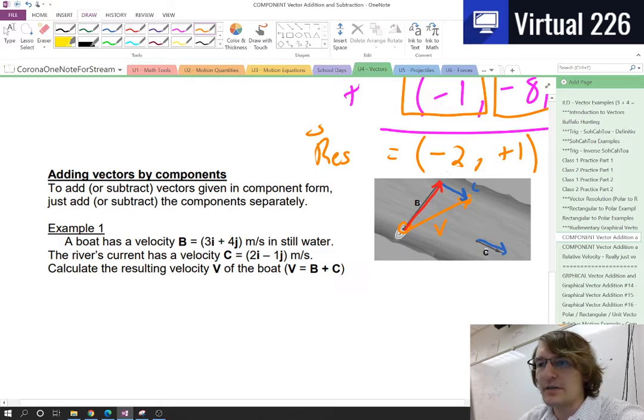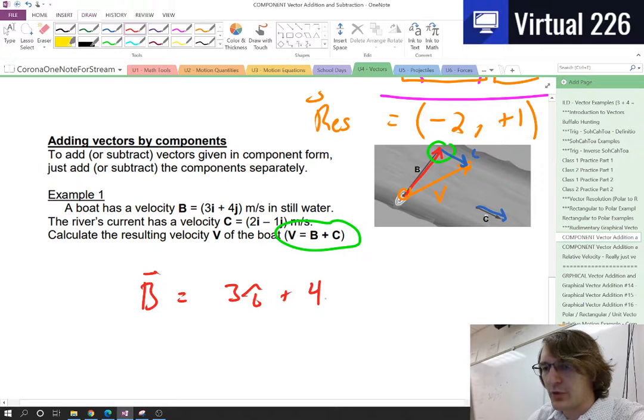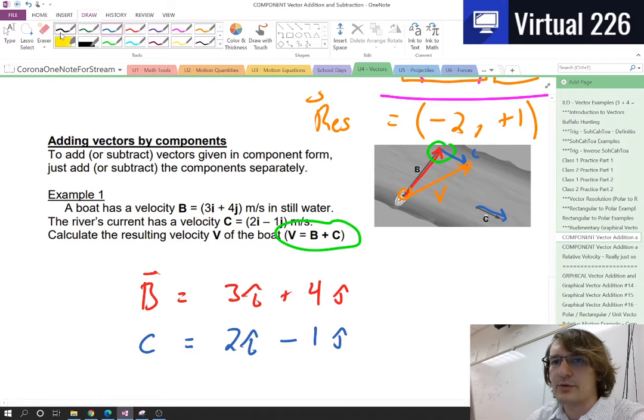And it's just the b vector plus the c vector, as we see not only here with the mathematics, but here with the head-tail method. So it's just vector b plus vector c. To do that, we will write out vector b. We know b equals 3i hat plus 4j hat. We know vector c is equal to 2i hat minus 1j hat, as we see up here in the problem. Here are vectors b and c, and we're simply adding these together.